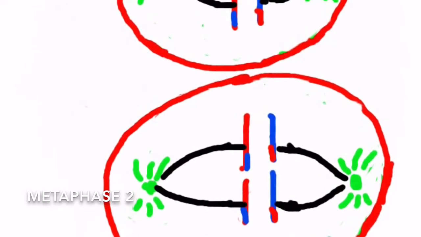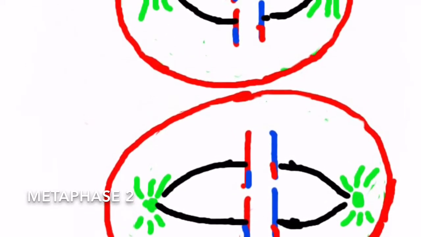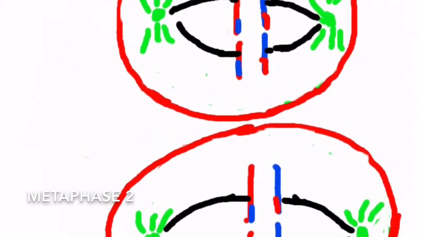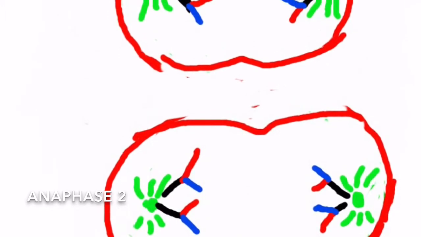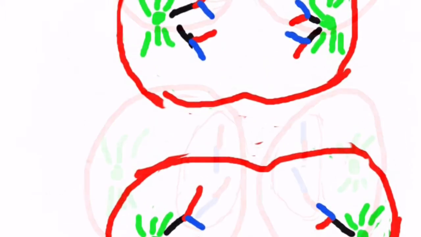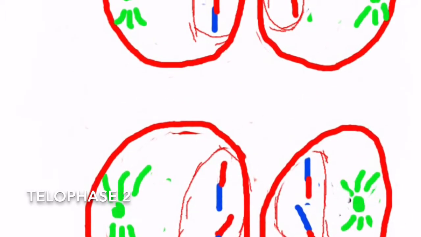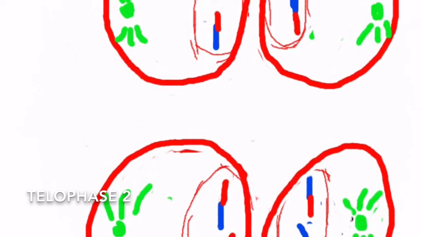In metaphase 2, the chromatids line up at the middle of the cell. The centrioles and asters are at the poles; a spindle has formed. In anaphase 2, the now separated chromatids approach their respective poles. The cell membrane begins to constrict. In telophase 2, there are now 4 cells, each with half the number of chromosomes as the parent cell.